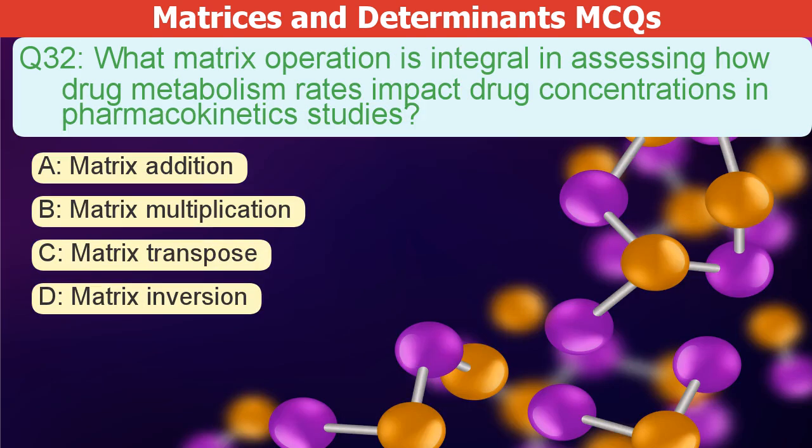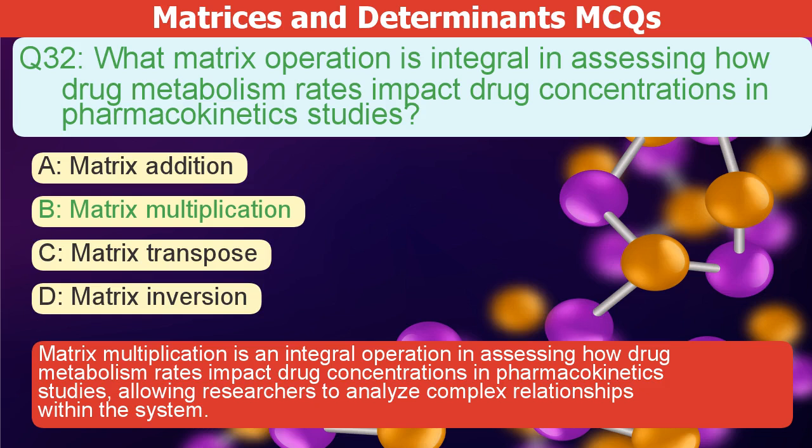What matrix operation is key to understanding how drug metabolism affects drug levels in pharmacokinetics? A. Matrix addition. B. Matrix multiplication. C. Matrix transpose. D. Matrix inversion. The correct answer is B. Matrix multiplication is an integral operation in assessing how drug metabolism rates impact drug concentrations in pharmacokinetic studies. It allows researchers to analyze complex relationships within the system.